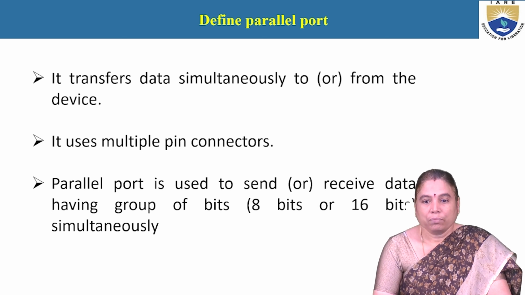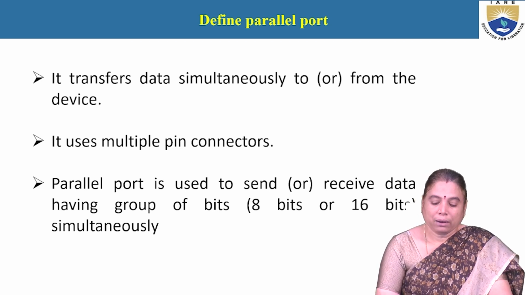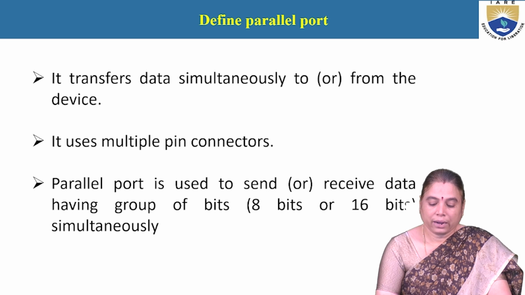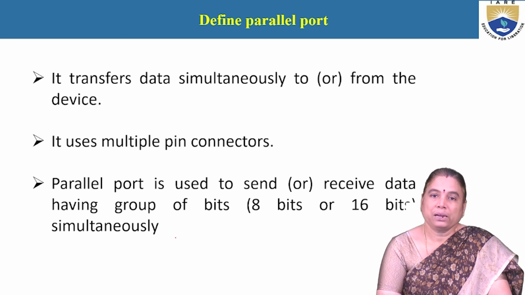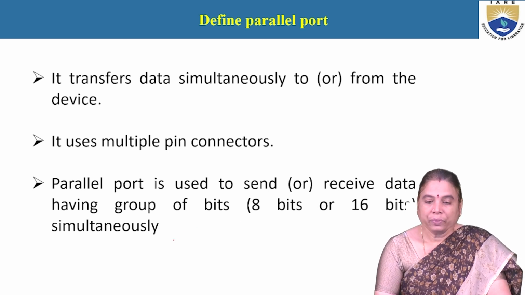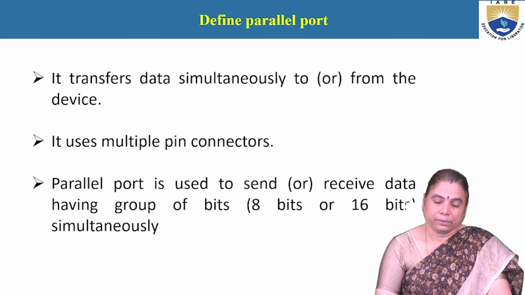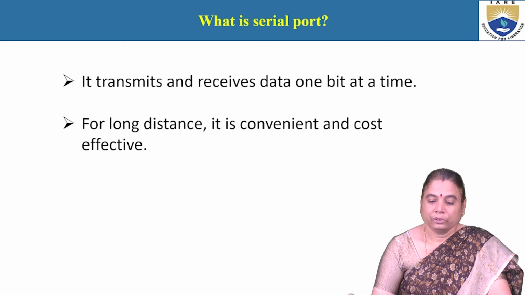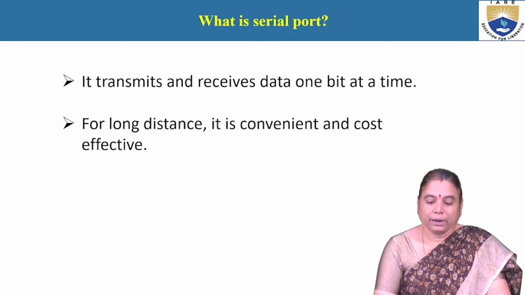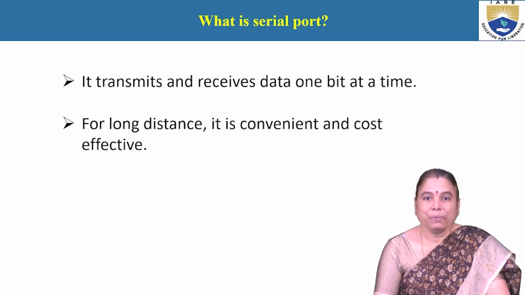Define parallel port. It transfers data simultaneously from the devices. It uses multiple pin connectors. A parallel port is used to send and receive data using a group of bits simultaneously. So in parallel, the data can be transferred using these parallel port pins. What is serial port? It transmits and receives data 1 bit at a time. For long distances, it is convenient and cost effective.